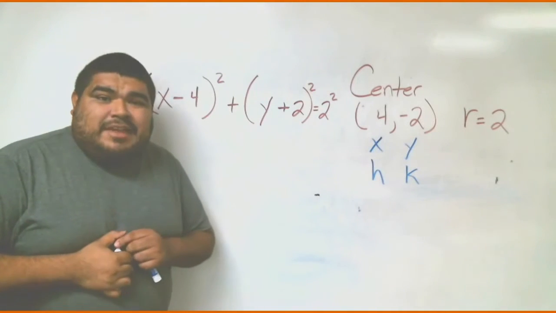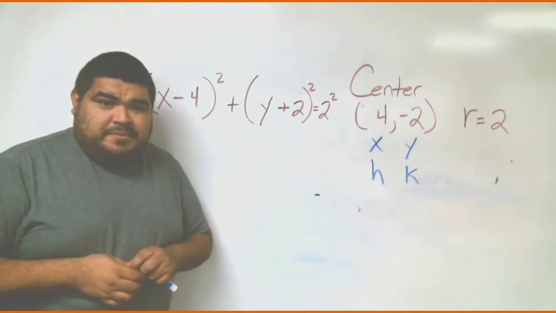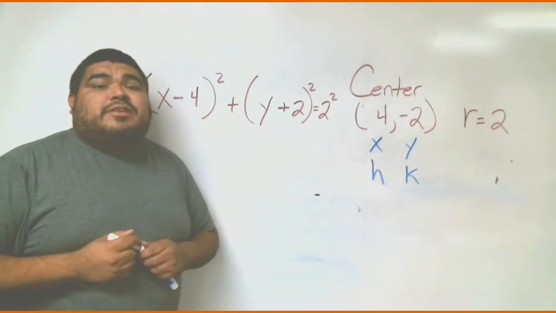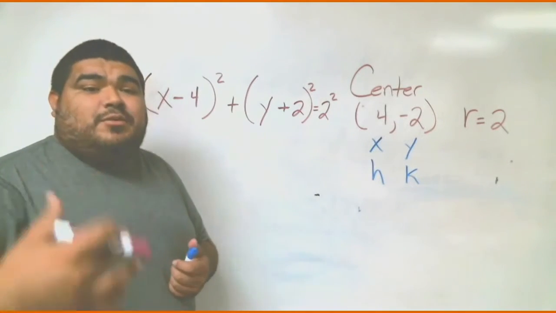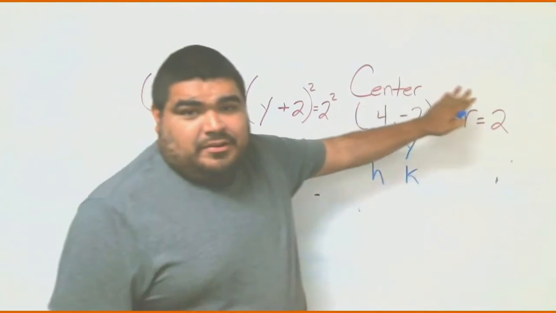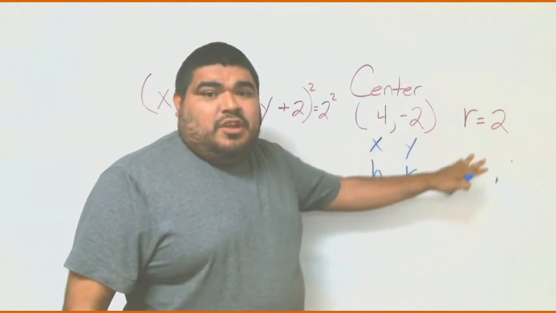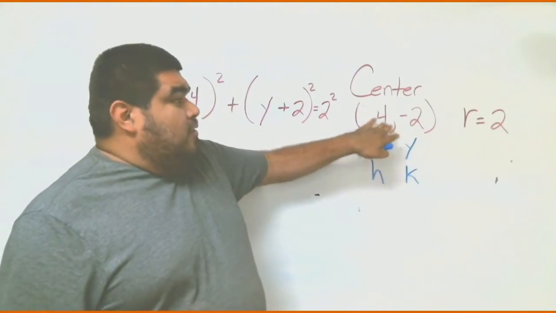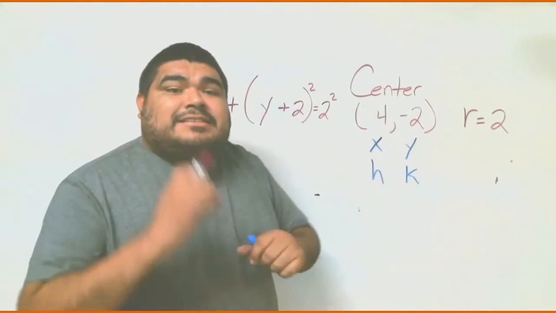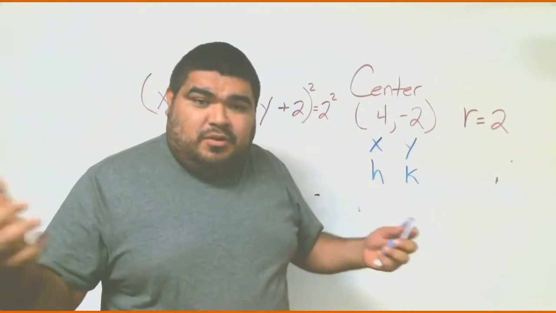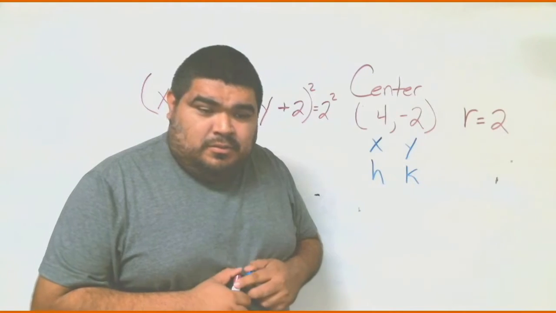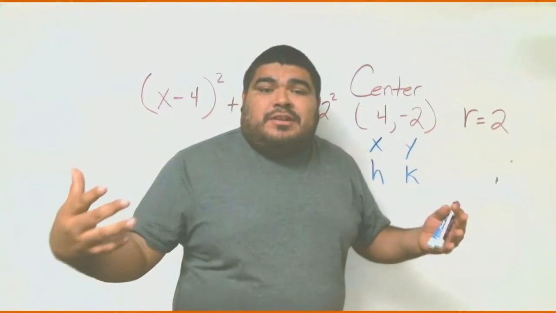Now that we have that equation, we covered the first part, which is writing the equation. Now we can actually graph it. Let's go back over here, okay? So, we have 4 and -2. That is the center of the circle, the origin, okay? So, let's start off by doing a graph.